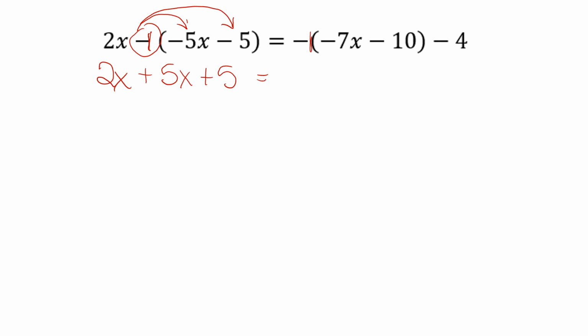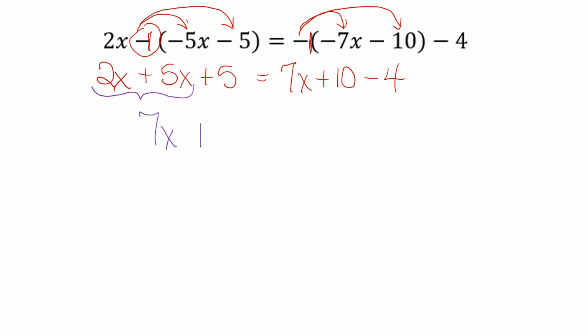Again, we're going to distribute a -1 to the parentheses set. So -1 times -7 is +7. Keep the x. -1 times -10 is +10, and bring down your -4. At this point, we want to combine like terms. So I have some variable terms that are alike. 2x plus 5x would give me 7x, plus we still have our 5.